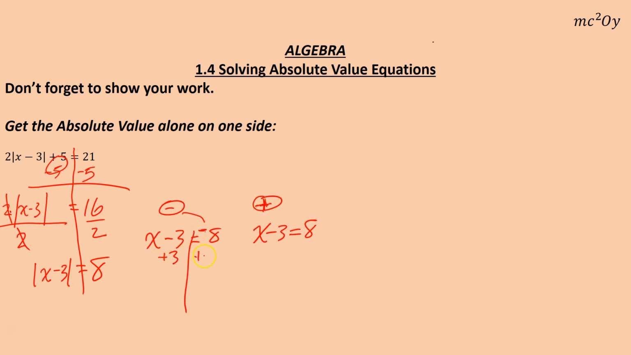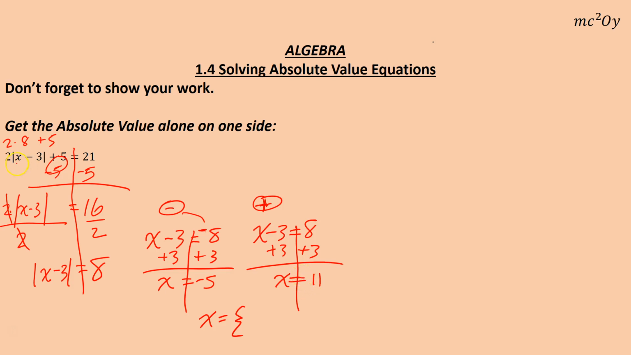Show our work, add 3 and add 3. We get x is equal to negative 5. And here, add 3, x is equal to 11. And just quickly checking my work, when I put negative 5 in, negative 5 minus 3 is negative 8. Absolute value of negative 8 is 8, times 2 is 16, plus 5 is 21. So that worked out. And if I throw my 11 in, well, 11 minus 3 is 8. Once again, times 2 plus 5, 21. So we're good there. Negative 5 and 11.